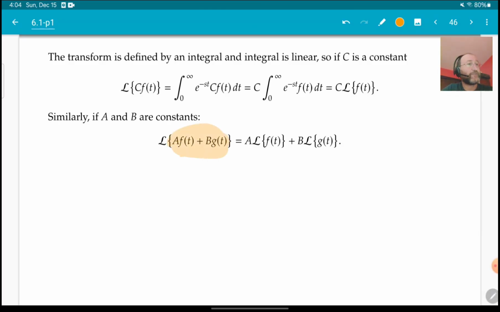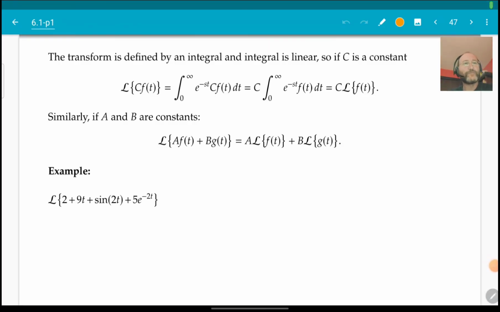So if A and B are constants, A times F plus B times G, and I take the Laplace transform of that, it's the same as taking A times the Laplace transform of F plus B times the Laplace transform of G. That means that the previous table actually gets a lot of functions. For example, it gets all the polynomials, or any linear combination of sines, cosines, and exponentials, hyperbolic sines, hyperbolic cosines, stuff like that.